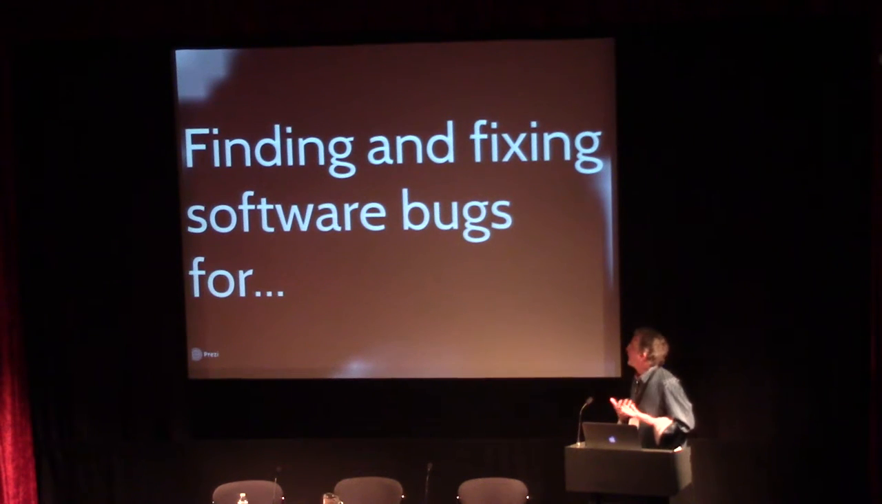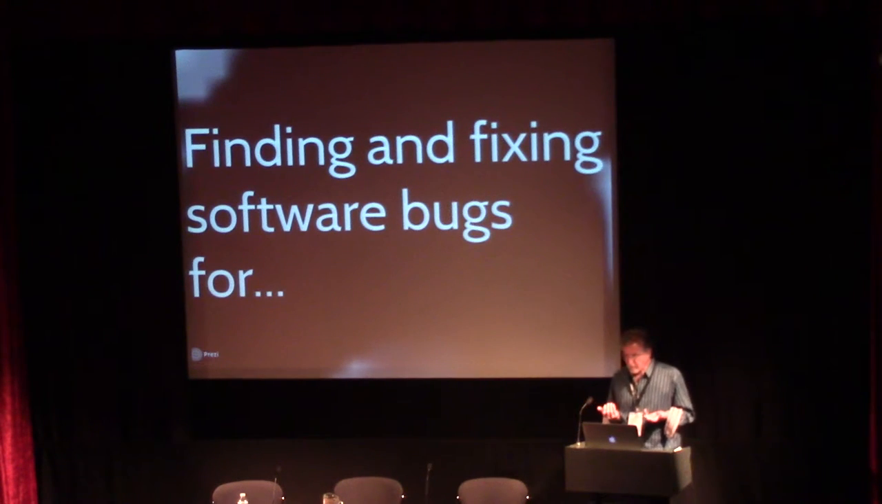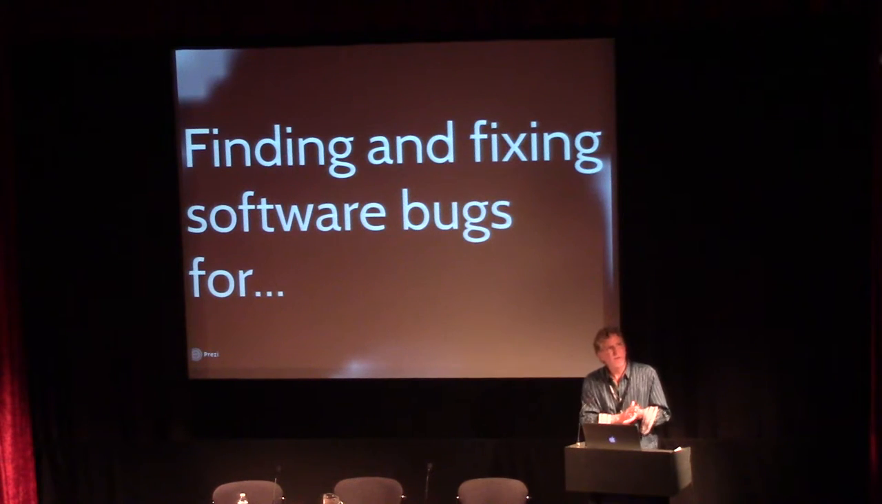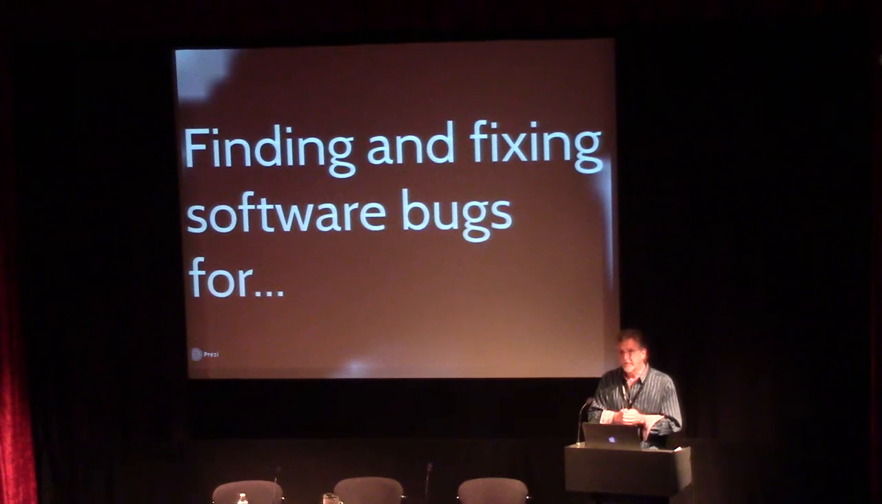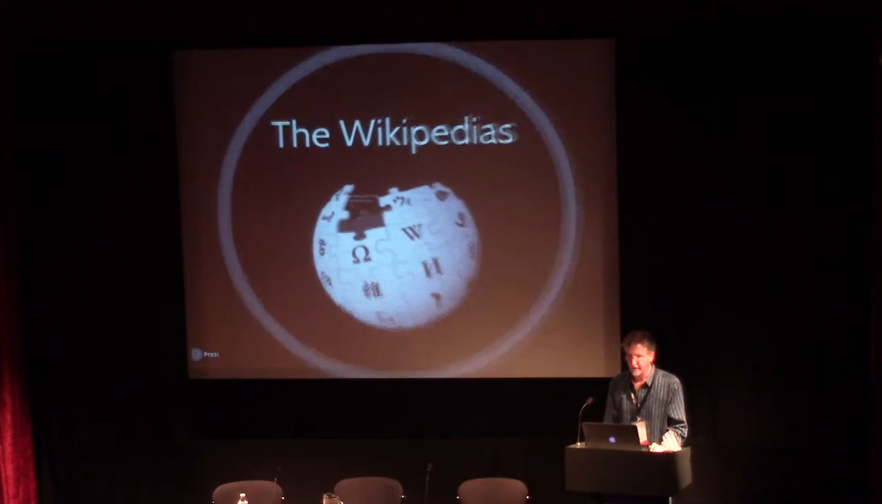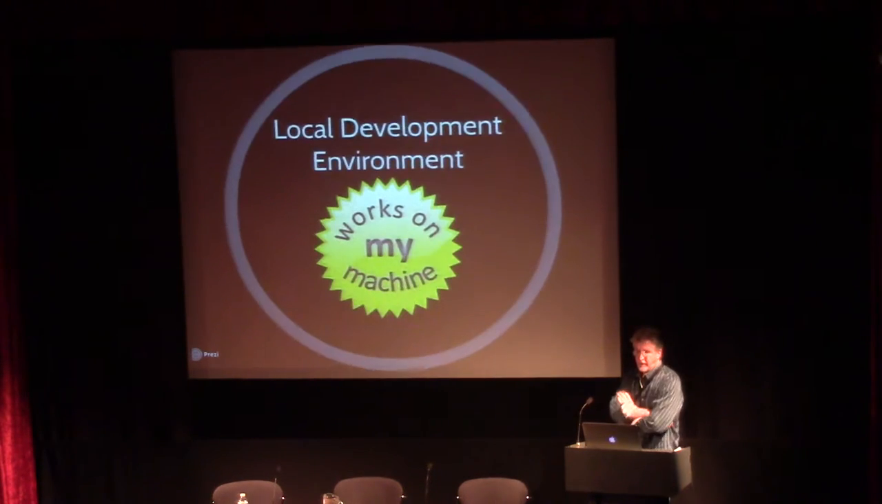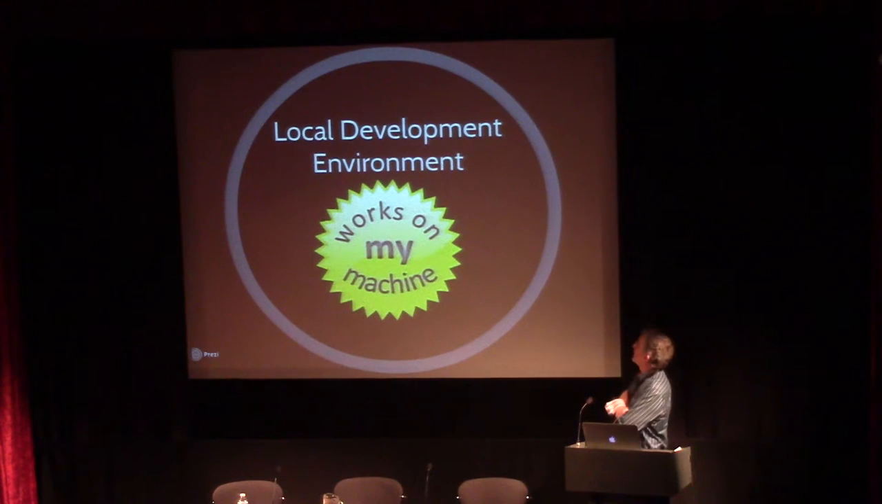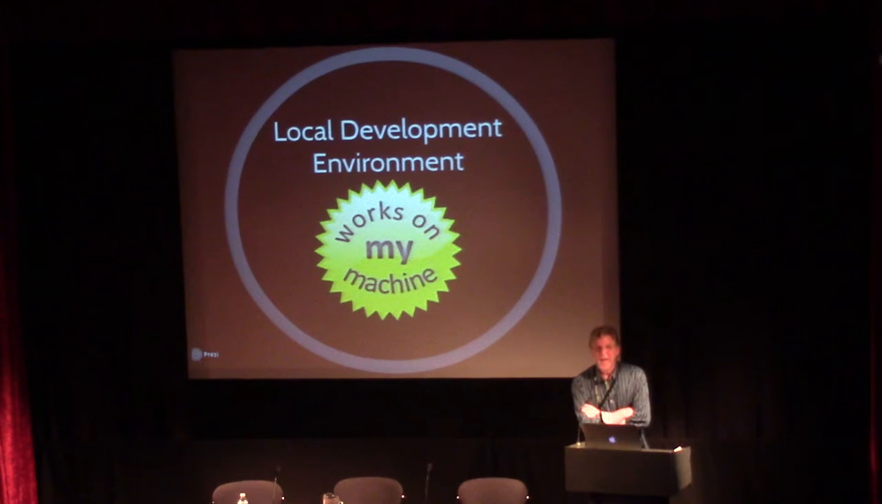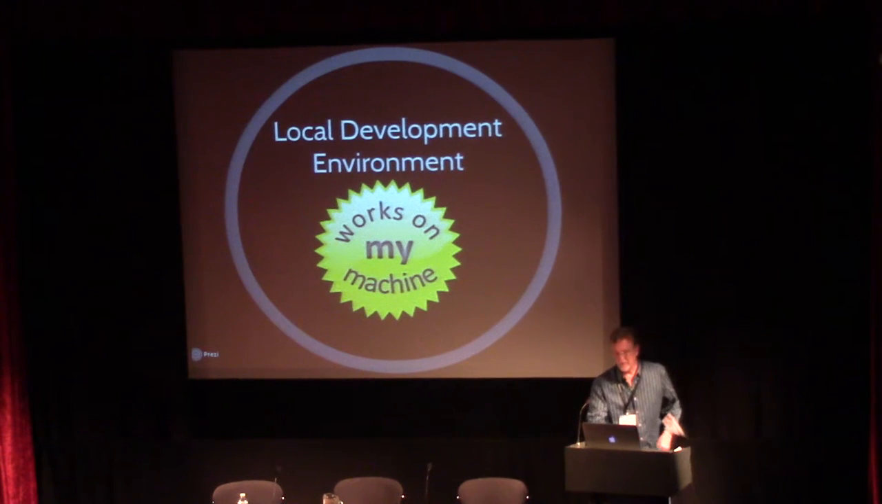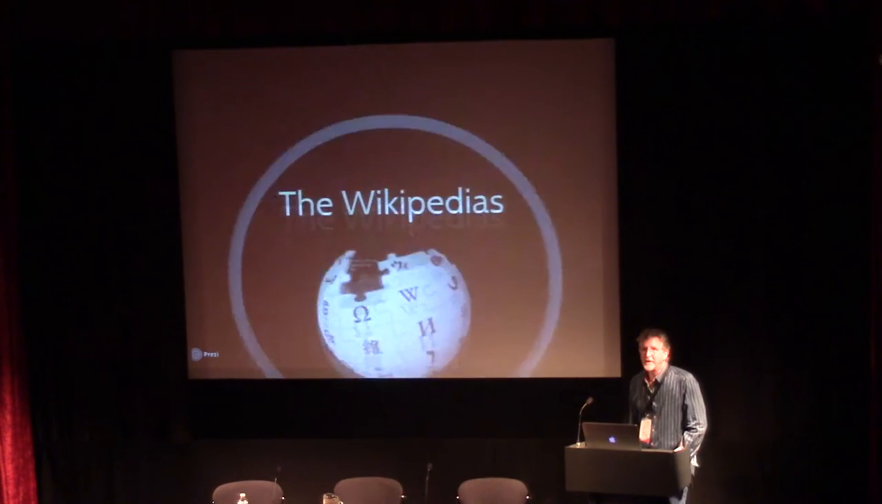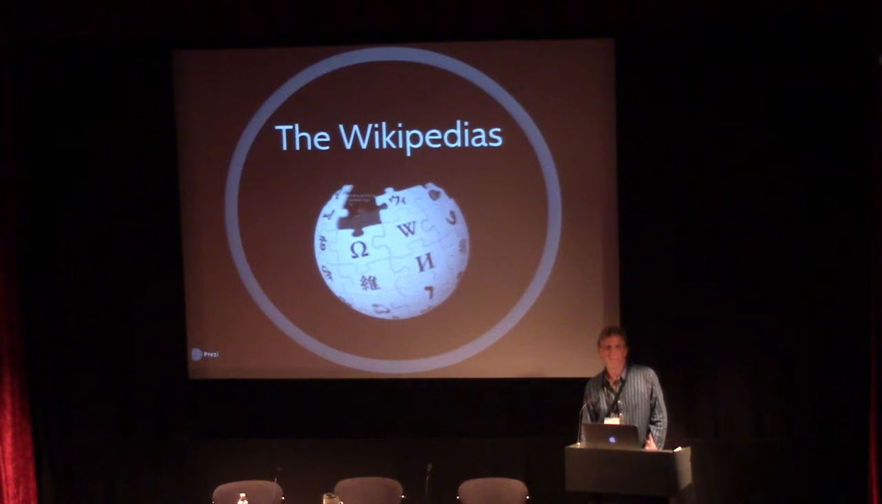And these systems that I'm about to describe to you are all new. I was hired 2.5 years ago, and I was the first person with QA in his title at the foundation. And we had nothing along these lines. So we're finding and fixing issues for the Wikipedias. And 2.5 years ago, the way this worked, we had a local development environment, works on my machine, right? When we got everything working on the local development environment, a couple of times a year, we put that software out to the Wikipedias.